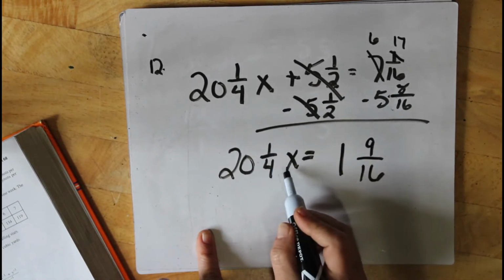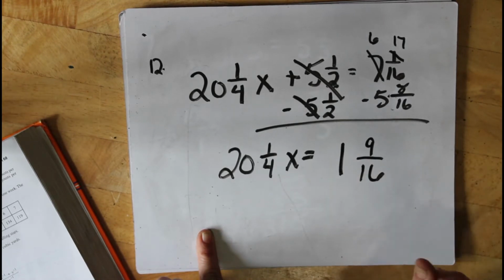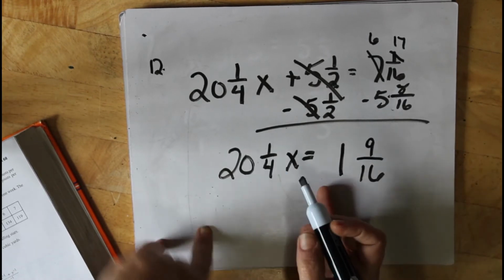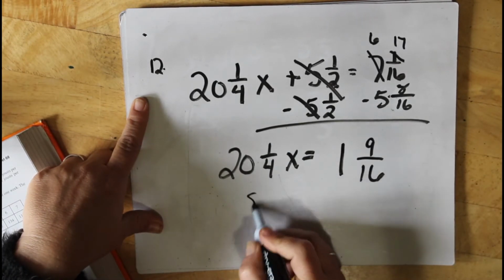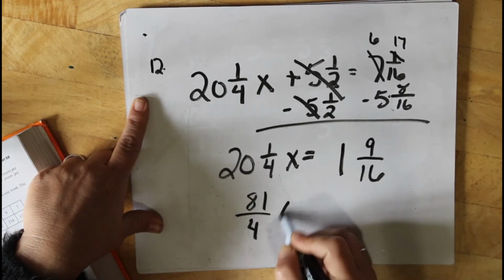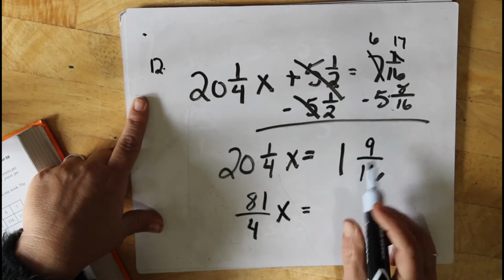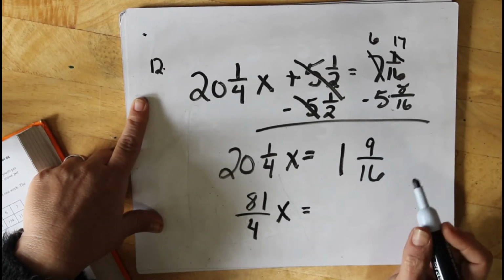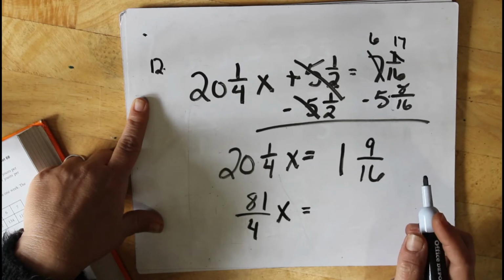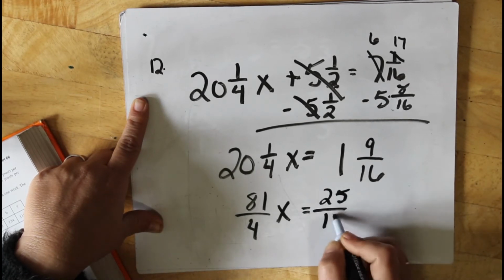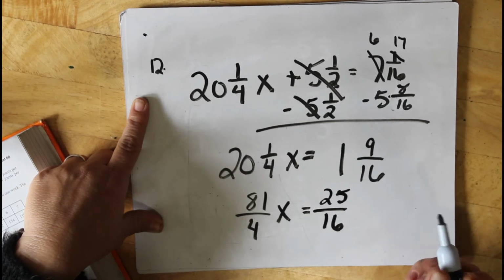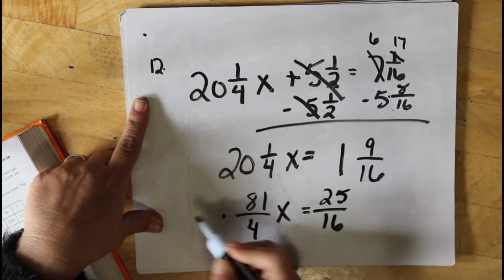This means 20 and 1/4 times x, so we're going to have to divide. Before we do that, let's change these into improper fractions. So 20 times 4 would be 80, plus 1 is 81 over 4. X equals 16 times 1 is 16, plus 9 would be 25 over 16. And then we flip and multiply.